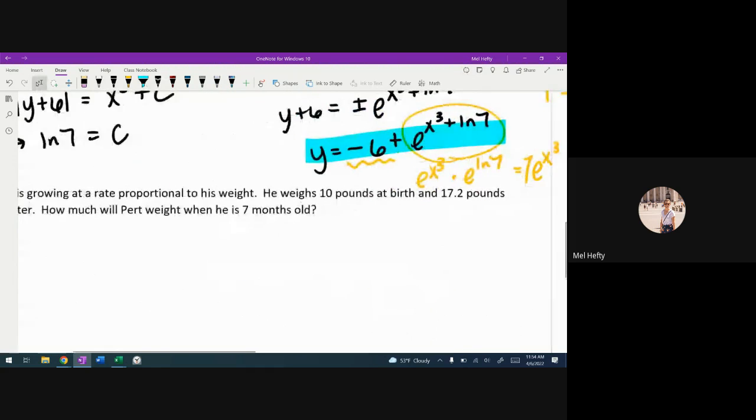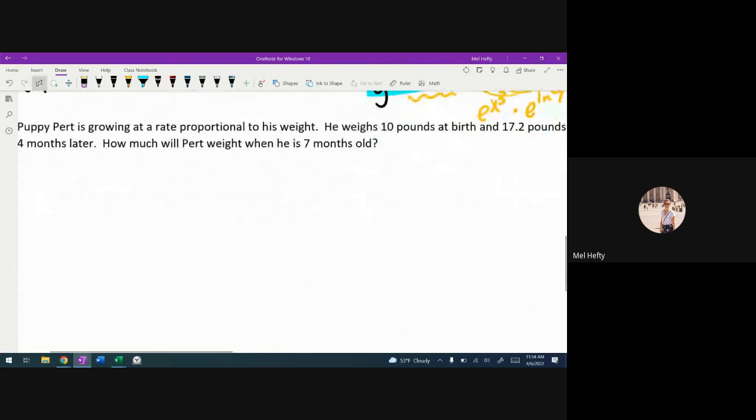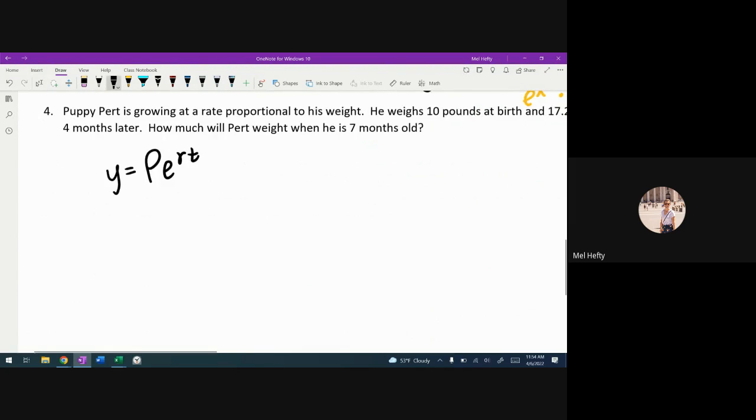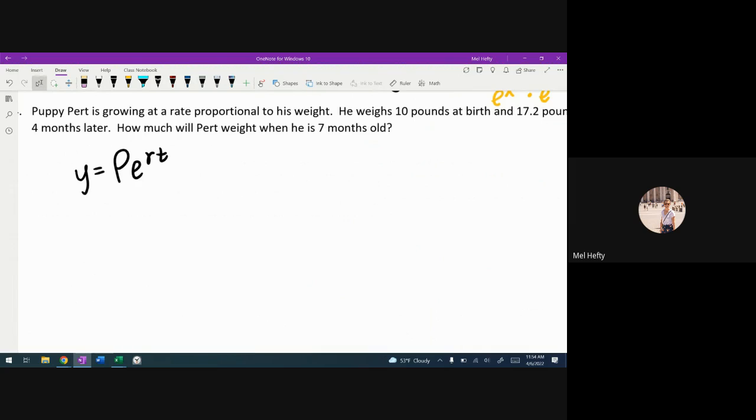All right, the last one, Pert. He's a puppy. Named that for a reason. We are going to use p e to the rt. Does anyone know what part of the question tells me that I'm allowed to use that? Oh, before that. Yeah, Evan. Yeah, proportional to his weight. So his rate of change of his weight is proportional to his weight.